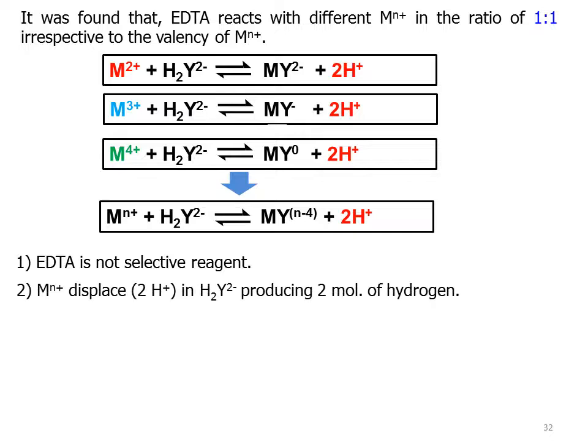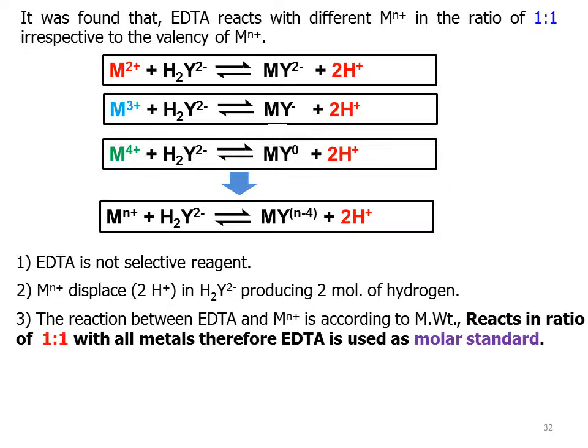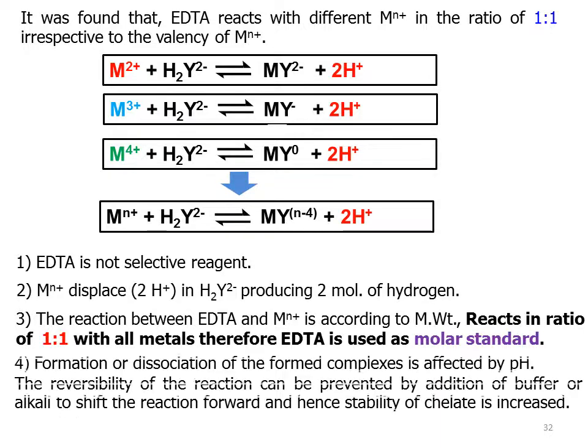EDTA is not a selective reagent. Each central metal ion displaces 2 hydrogens, producing 2 moles of hydrogen ion. The reaction between EDTA and the central metal ion is according to the molecular weight. It reacts in a ratio of 1:1 with all metals, therefore EDTA is used as a molar standard.